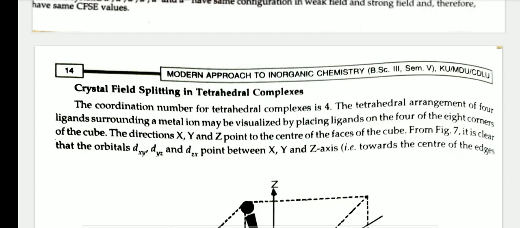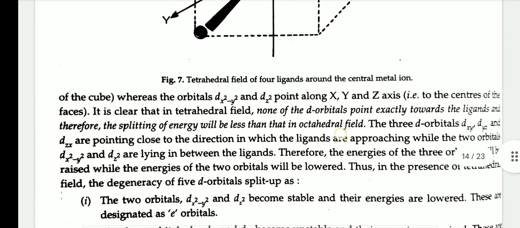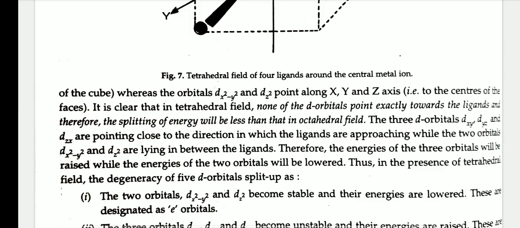From the figure, it is clear that the orbitals dxy, dyz and dzx point between the x, y, z axes, that is towards the center of the edges of the cube, where the orbitals dx square minus y square and dz square point along the x, y, z axes, that is to the centers of the faces. It is clear that in a tetrahedral field none of the d orbitals point exactly towards the ligands, and therefore the splitting of energy will be less than that in an octahedral field.